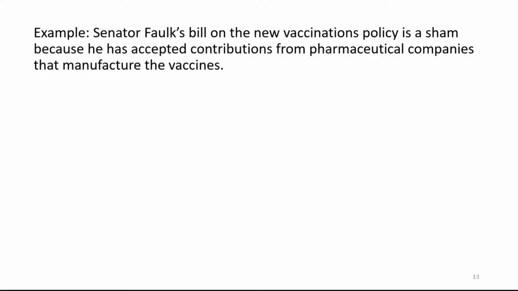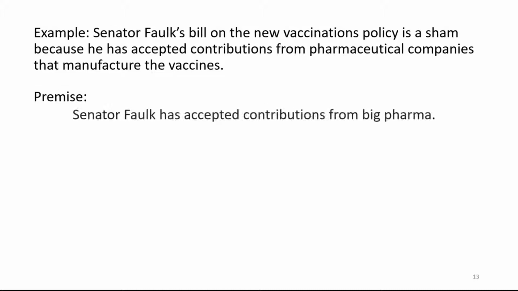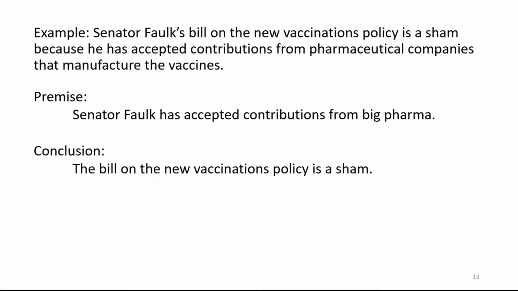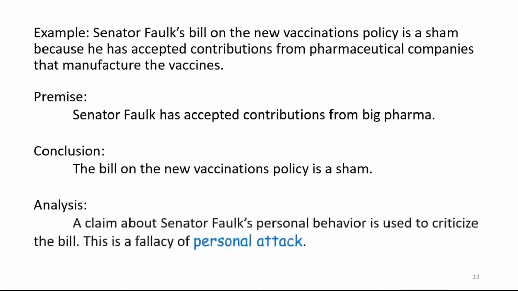appeal to emotions. Example: Senator Falk's bill on the new vaccinations policy is a sham because he has accepted contributions from pharmaceutical companies that manufacture the vaccines. So let's look at the premise. The premise is Senator Falk has accepted contributions from Big Pharma. From this, a conclusion is drawn that the bill on the new vaccinations policy is a sham. Let's analyze this. A claim about Senator Falk's personal behavior is used to criticize the bill. This is a fallacy called personal attack.